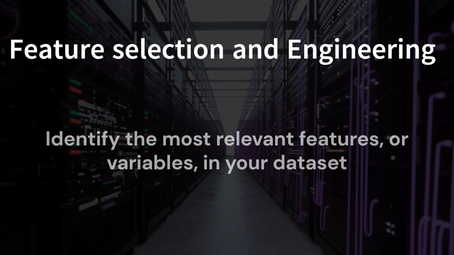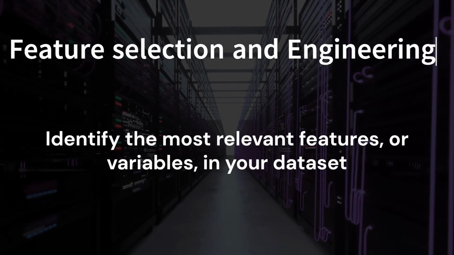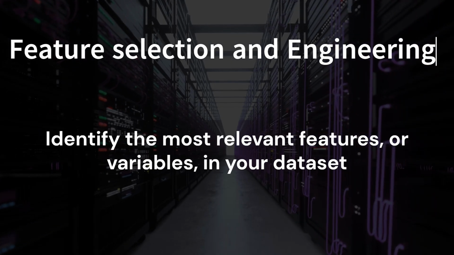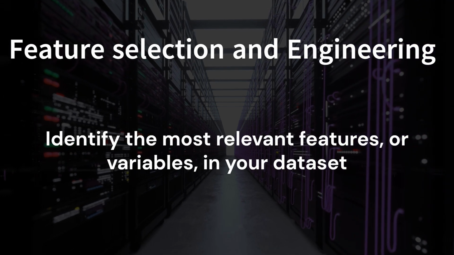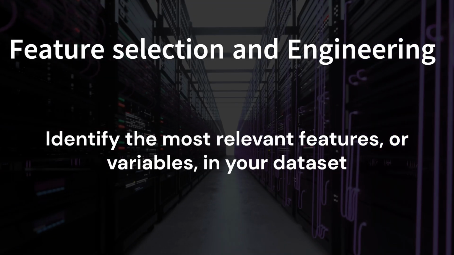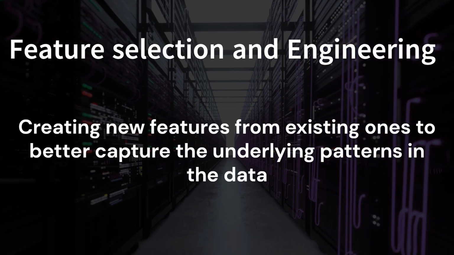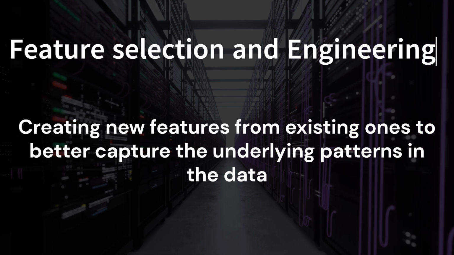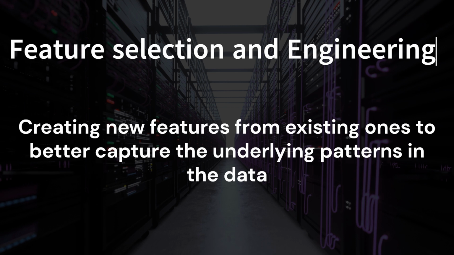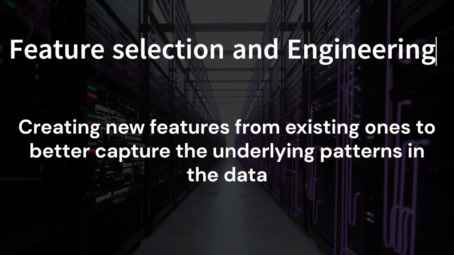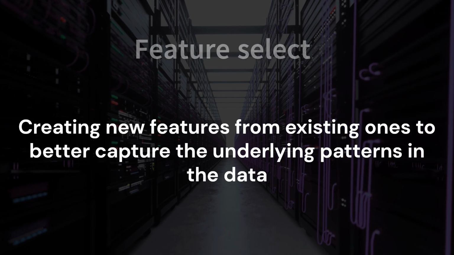Feature selection is the process of identifying the most relevant features or variables in your dataset that contribute to the model's predictions. This helps improve model performance and reduce complexity. Feature engineering, on the other hand, involves creating new features from existing ones to better capture the underlying patterns in the data. For example, if you have a dataset with a date column, you can create new features like the day of the week, month, or year to help the model better understand temporal patterns.